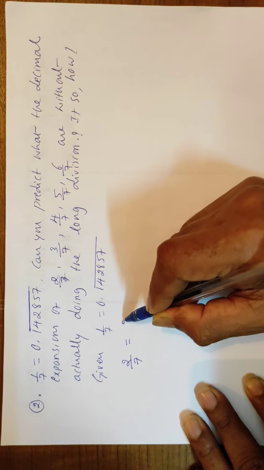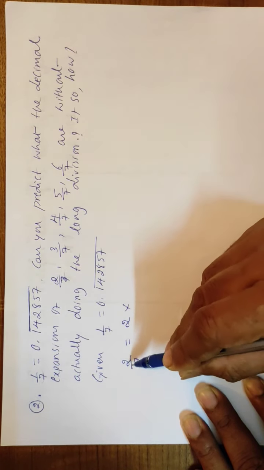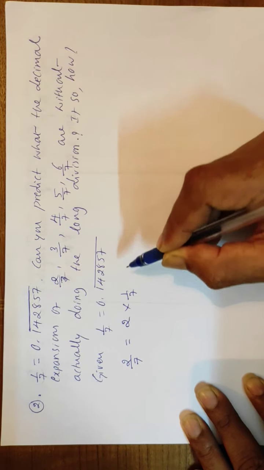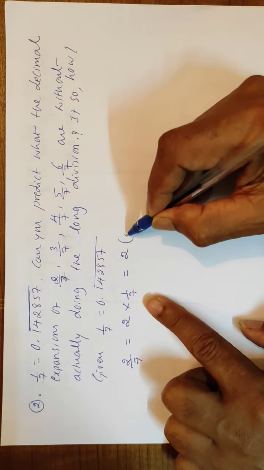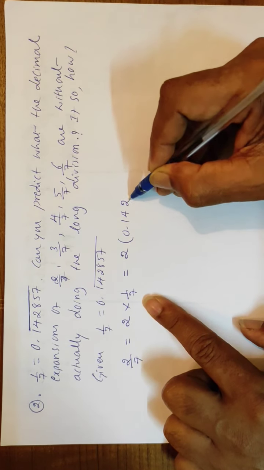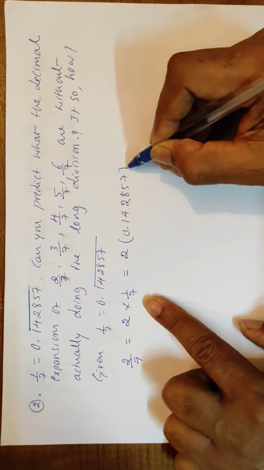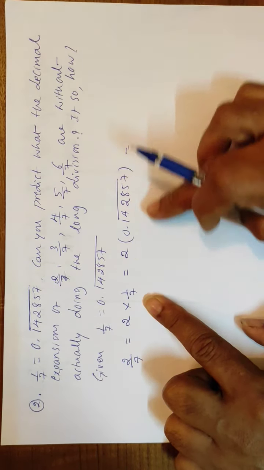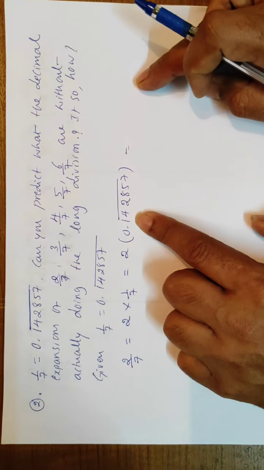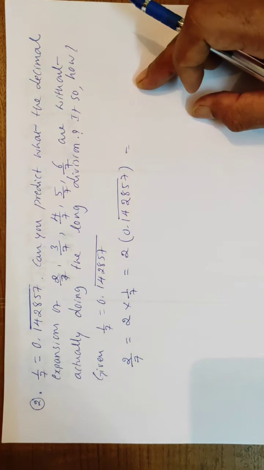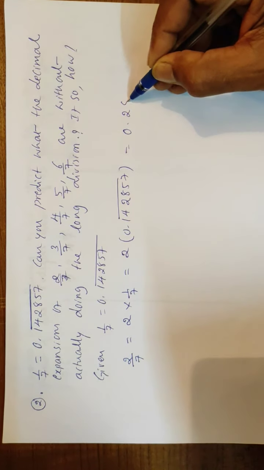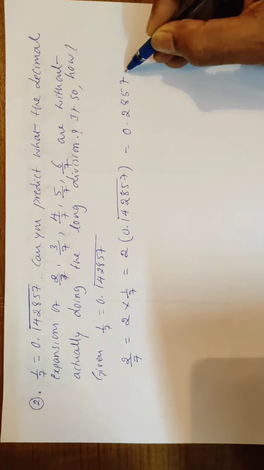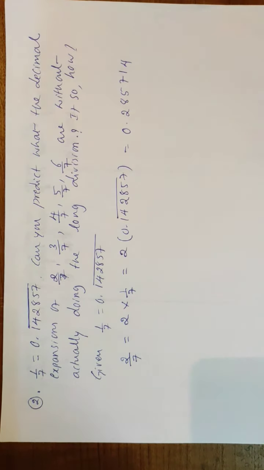For your convenience, you can write 2 by 7 as 2 into 1 by 7. That is equal to 2 into 0.142857. So you have to multiply these two and write the product. That's all. The first one you will get 0.285714. Similarly you have to do the remaining.